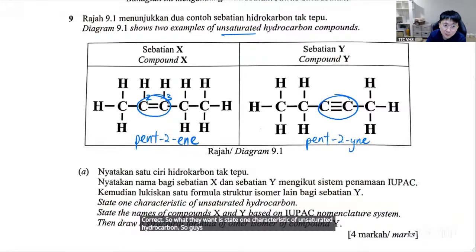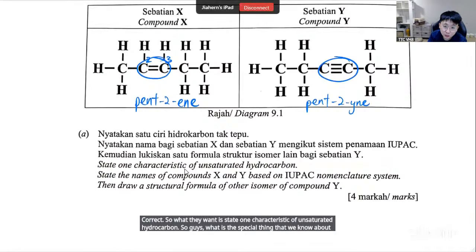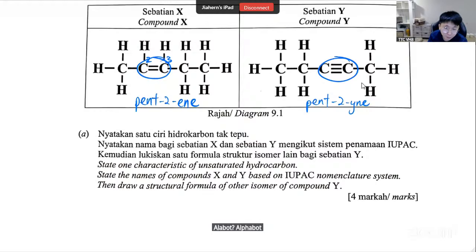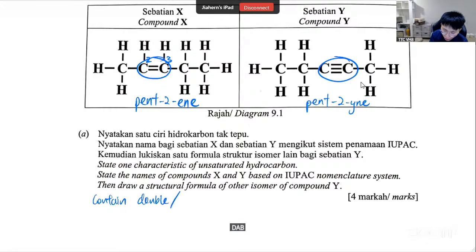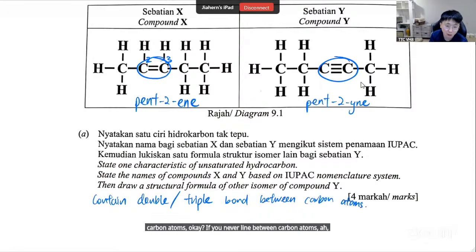So guys, what is the special thing that we know about unsaturated? Got double bond or triple bond. Yeah. But guys, you cannot just write double bond, triple bond. You must say contain double or triple, choose one, bonds between carbon atoms. If you never write between carbon atoms, you don't get the 1 mark.